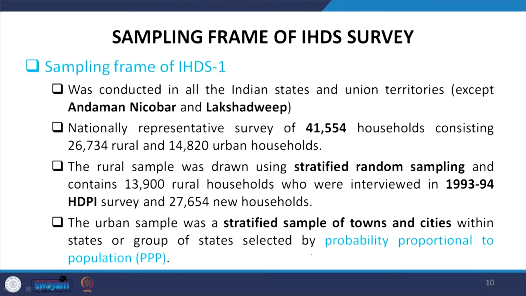So, this is a nationally representative survey, covering 41,554 households consisting of 26,734 rural and 14,822 urban households. The rural sample was taken using stratified random sampling, which contains over 13,900 rural households who were interviewed in 1993-94 and are re-interviewed in the next round, that is IHDS 2. On this page we are referring to rural households drawn from stratified sampling. If you are trying to make a panel based on the HDPI of 93-94, 13,900 rural households were interviewed from the HDPI survey.